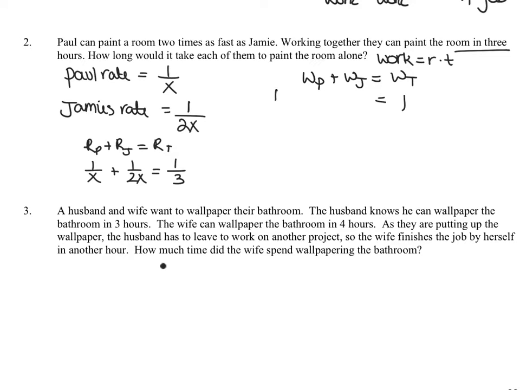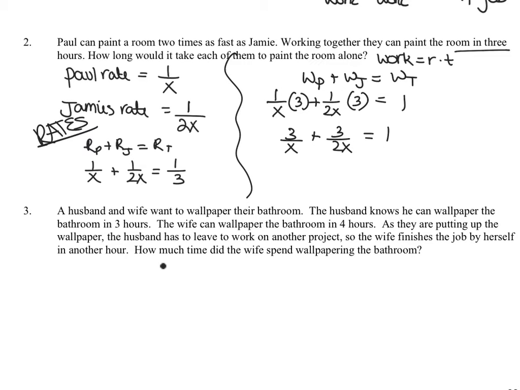So Paul can complete one room in X amount of hours. He works for 3 hours. Jamie can do the same job, but it takes him twice the amount of time, and he's also going to work for 3 hours. So your setup here looks very similar to the other equation. It's just the setup, the starting thought process that is different. This is rates only. This over here is rate times time. Okay? So they can be set up with both. And the solving process is very similar.